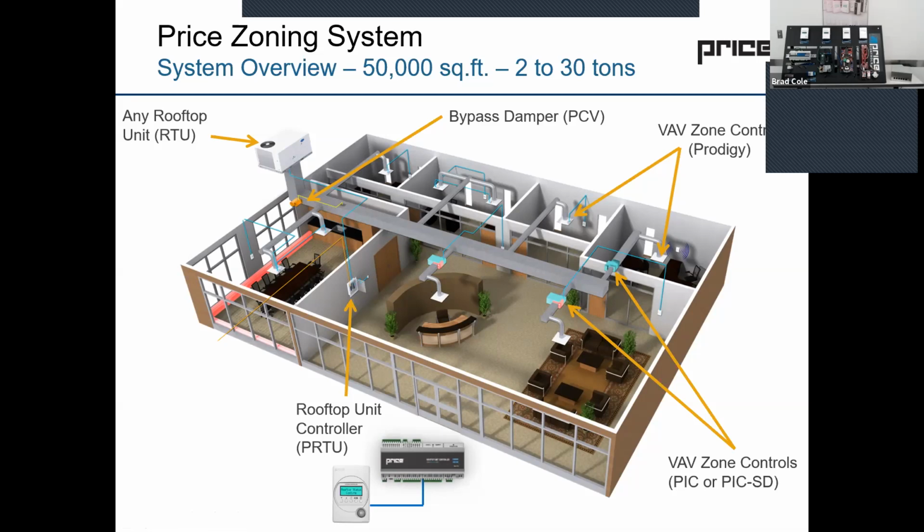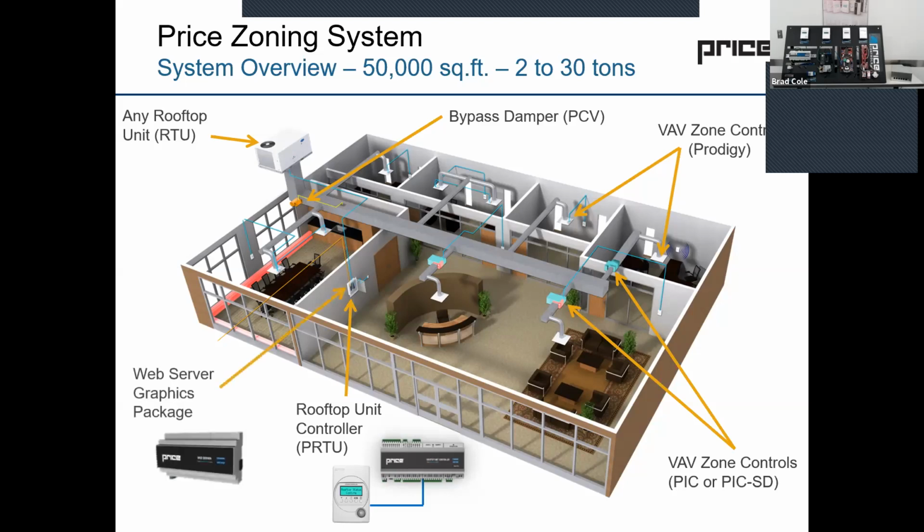So what it does is the PRTU will poll the zones for a demand and decide how to turn the rooftop into heating or cooling based on how many votes it gets from the zones. So it decides how many stages of heating and cooling need to be turned on throughout the day based on this demand.